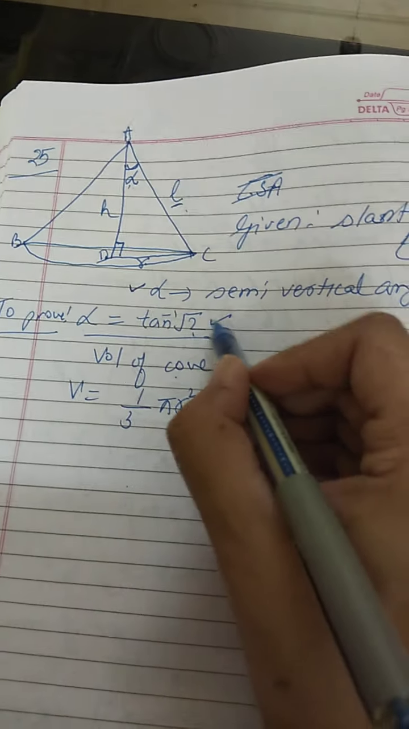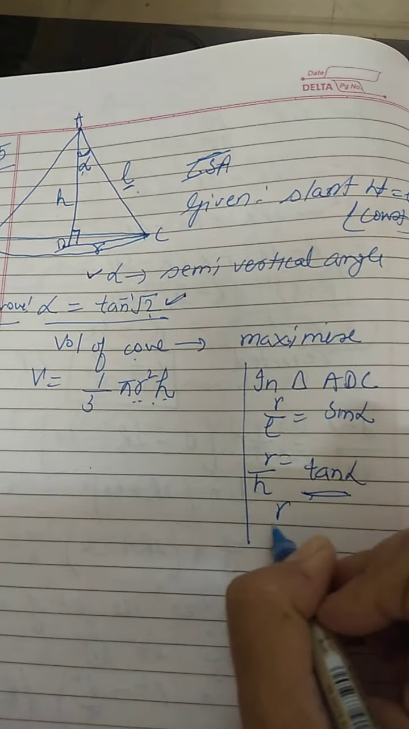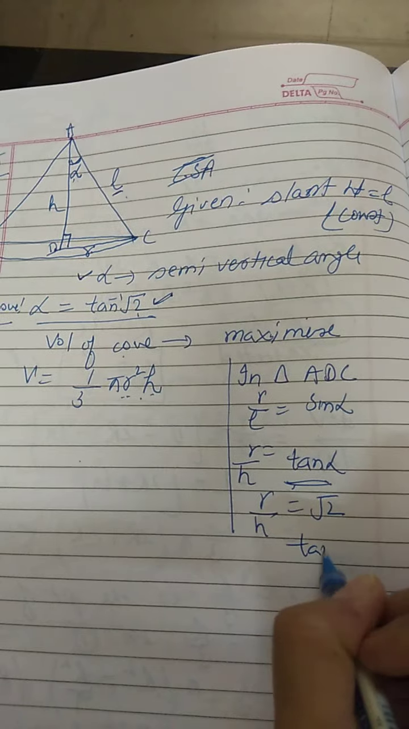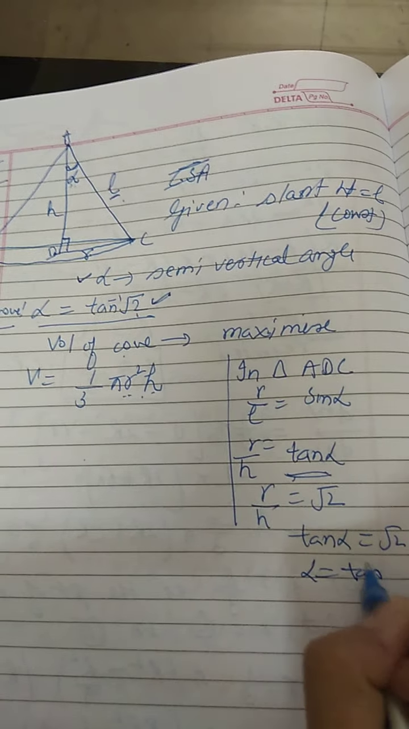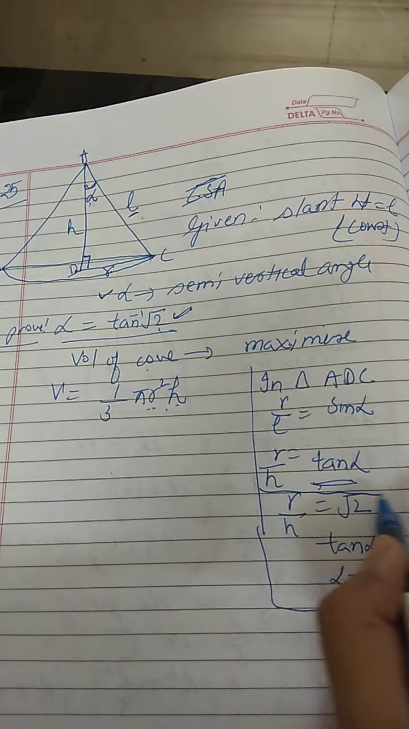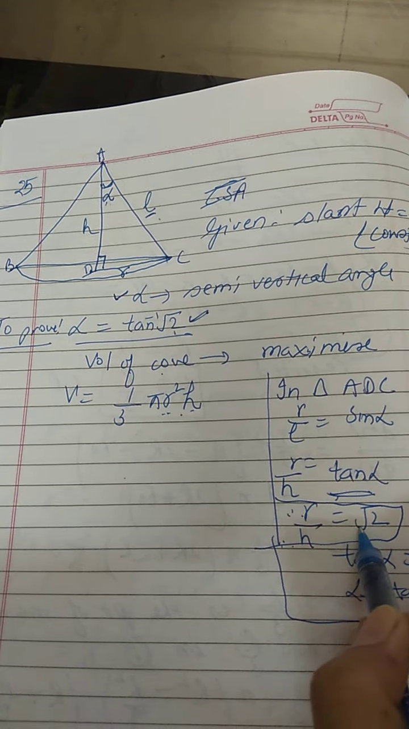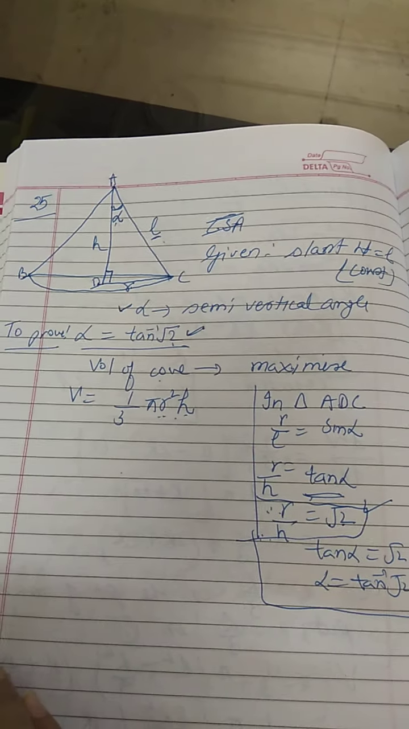And we want to prove that the semi-vertical angle is tan inverse root 2. That means if I prove r upon h is root 2, then I will get tan alpha is equal to root 2, so alpha will automatically become tan inverse root 2. So ultimately, what we will prove here is the relationship between r and h, that r upon h is root 2, or r is equal to root 2 h. So this is what we will do here.